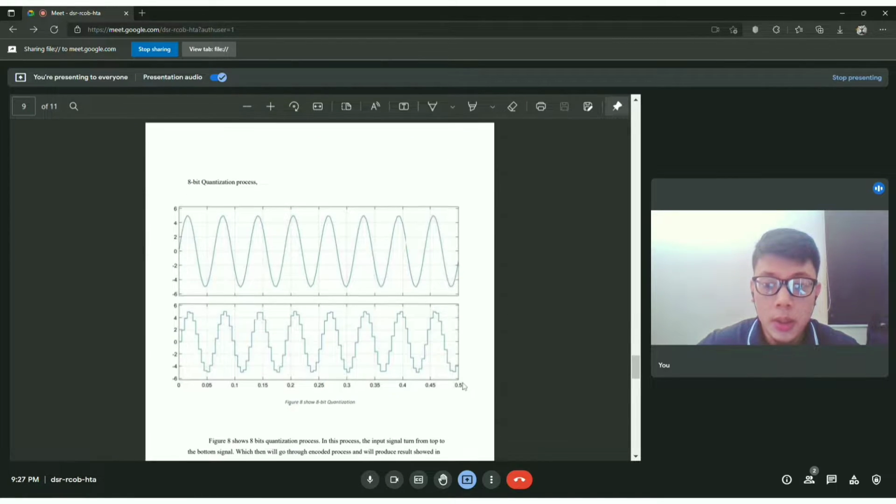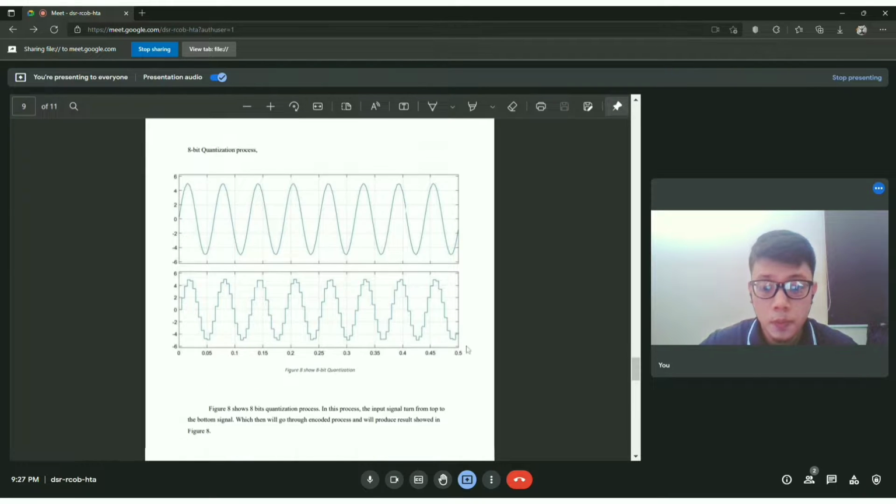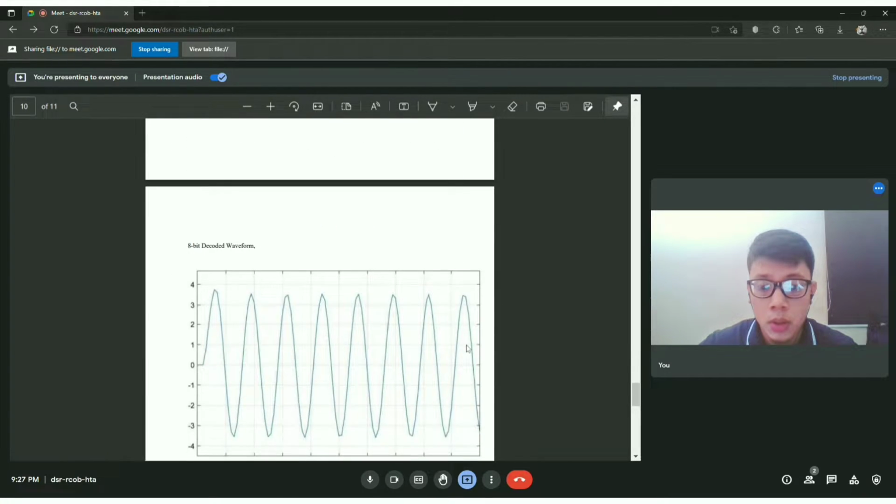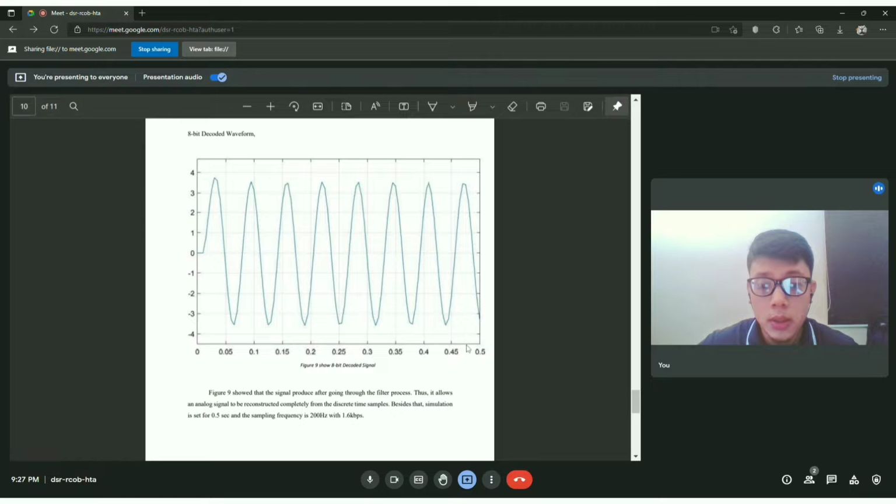Here is the original signal and the quantization process, and this is the decoded signal. The simulation is set for 0.5 seconds and the sampling frequency is 300 with 1.6 kbps.